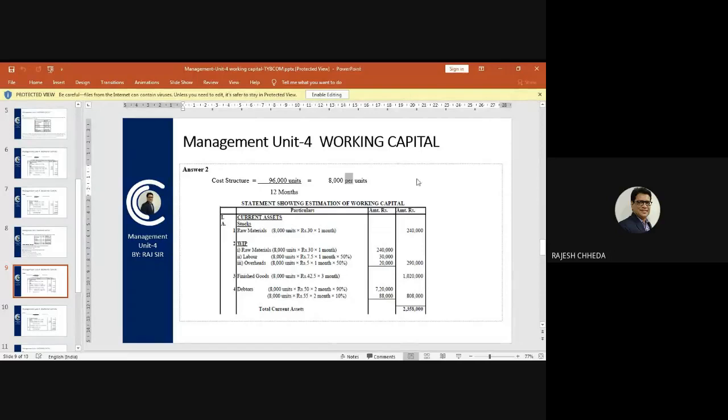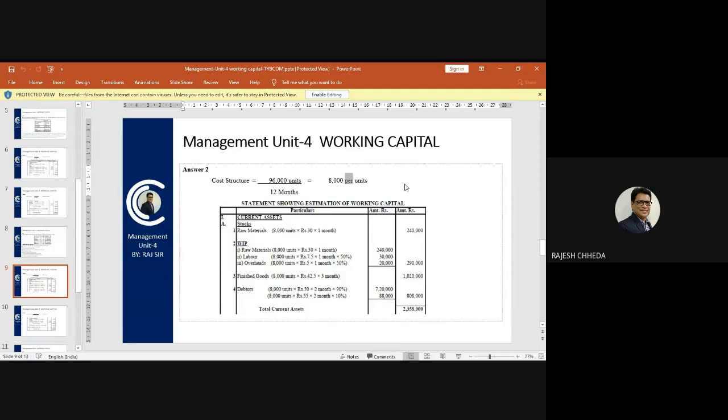Okay. Now, the title of your answer. Read what is the title of your answer? Statement showing estimation of working capital. Perfect. So every answer is an estimation of working capital, the future need of working capital. So you as an accountant are preparing a statement showing estimation of working capital. Simple format: particulars, inner column, outer column. First, calculation of current assets.